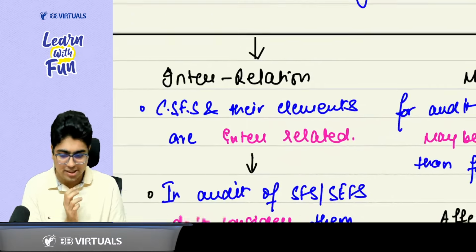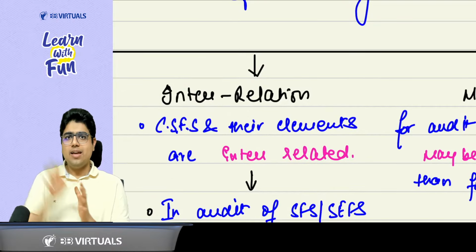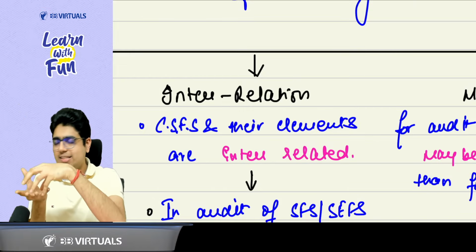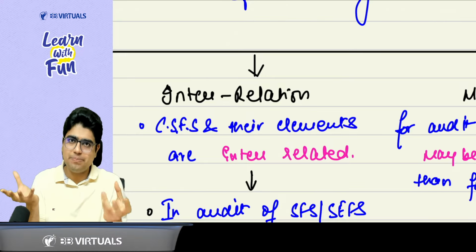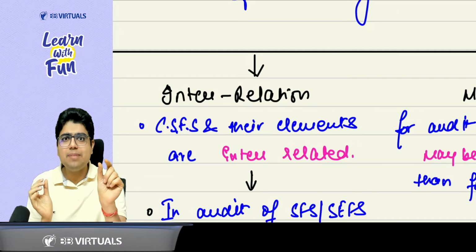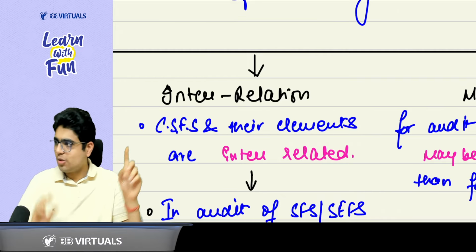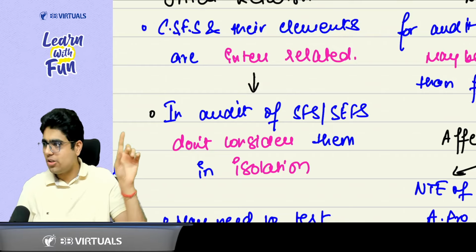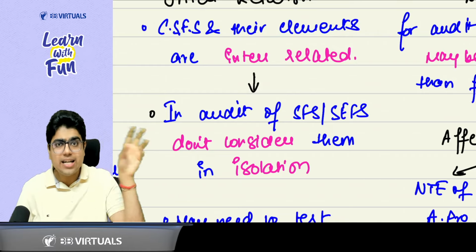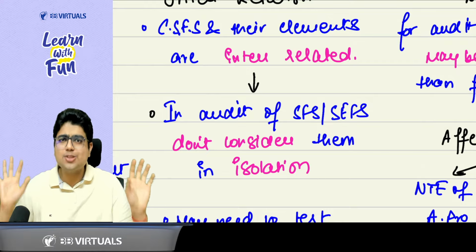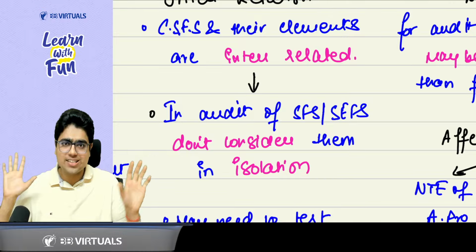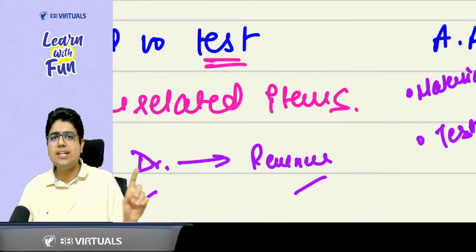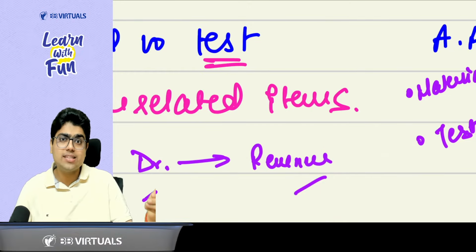Now coming to the third aspect, interrelation. Can I say complete set and single financial statements are interrelated? Yes, sir. Single financial statements we have got them from the complete set only. Even the specific elements you have got from the complete set. So complete set and their elements are interrelated. So when you are doing the audit of SFS or SEFS, because they are interrelated, don't consider them in isolation. So if required, you will also test the interrelated items. For example, what is related to debtor? Revenue. So some revenue testing may also be required.